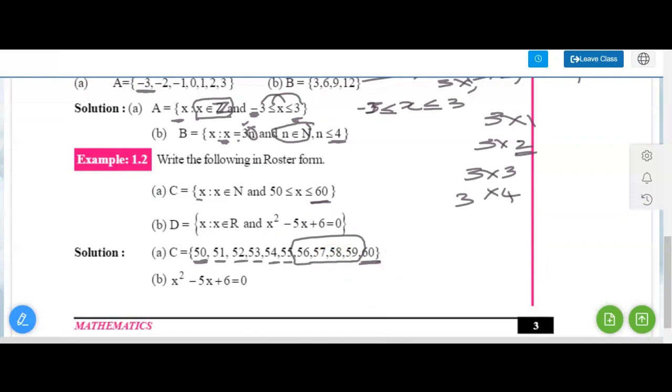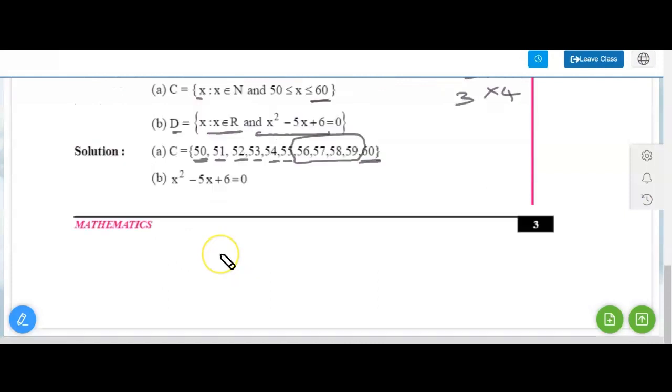Next one is the set D having the elements x belonging to R, that means real numbers, and this condition will be satisfied. So how to do this one? We have to solve this equation. To solve that, first step is to write the equation like this.